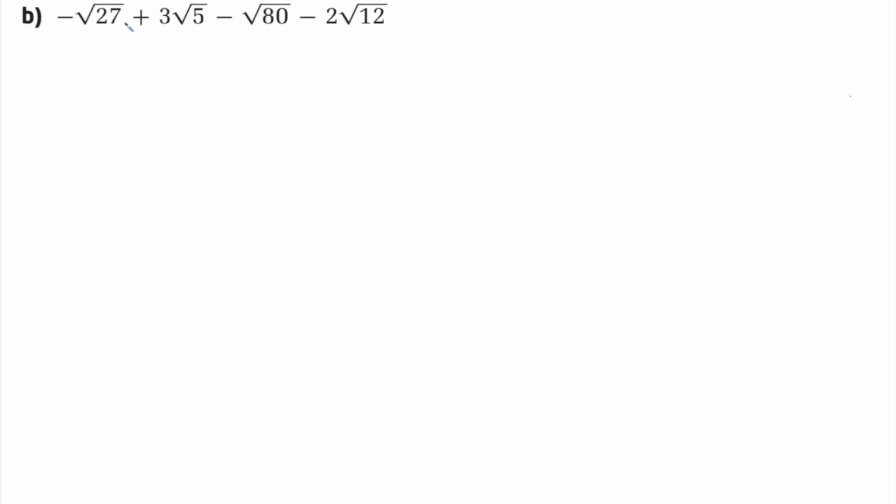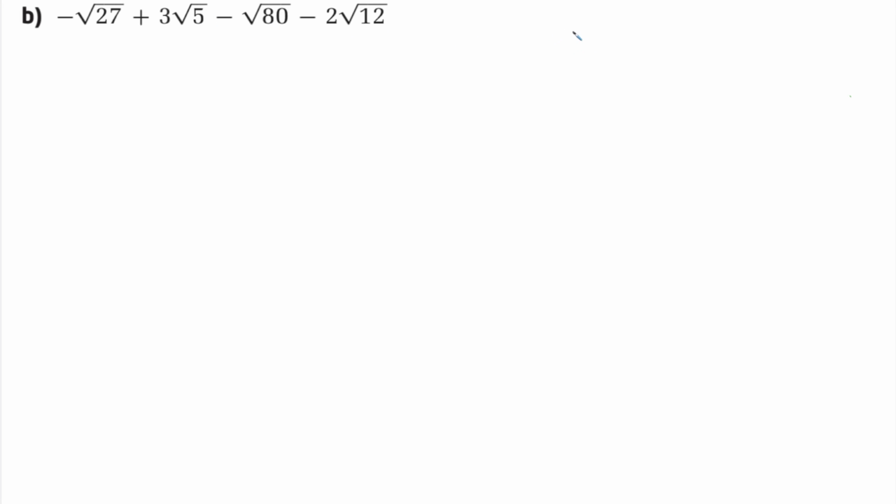Okay, another example, a little bit trickier. Now we've got multiple things going on here. We've got a negative radical, which is okay for the coefficient, but not okay for the radicand because it's a square root; the radicand couldn't be negative, but the coefficient could be negative 1. We have 3 root 5, we've got the square root of 80, and we've got minus 2 times the square root of 12. Let's simplify these, and I think I'll do it over here on the side because that just makes more sense to me.